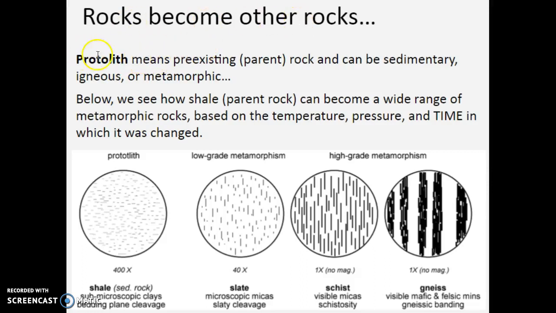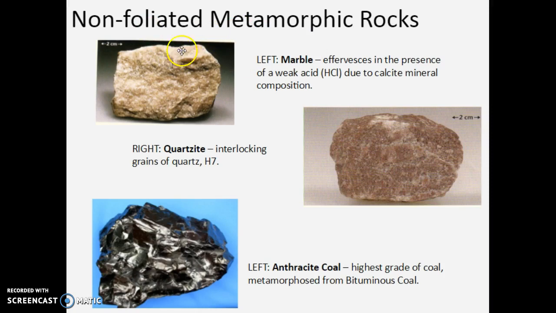So here's what we're looking at. Rocks can become other rocks. The protolith is the parent rock that can be sedimentary, igneous, or metamorphic. But we could take shale with these randomly distributed mud grains, and we can compress it. We can add pressure to it, and it can become slate. And notice the minerals in here begin to align themselves perpendicular to stress. And if I continue to add heat and pressure, that becomes schist, and then eventually they become very noticeably banded, and these would be your mafic minerals, your biotite and your hornblende, and the light would be your quartz and your feldspar.